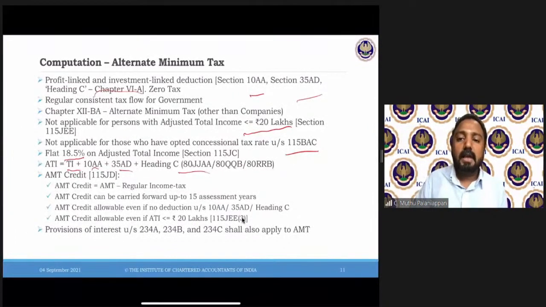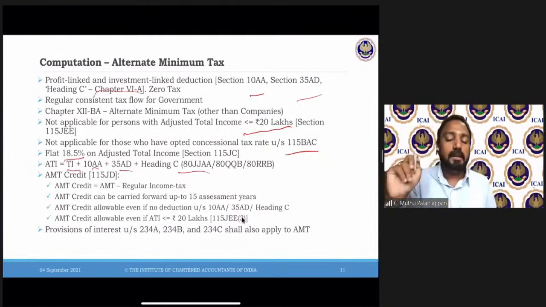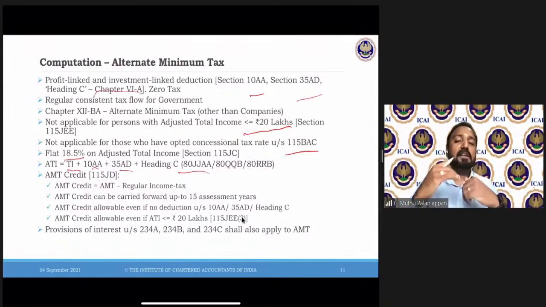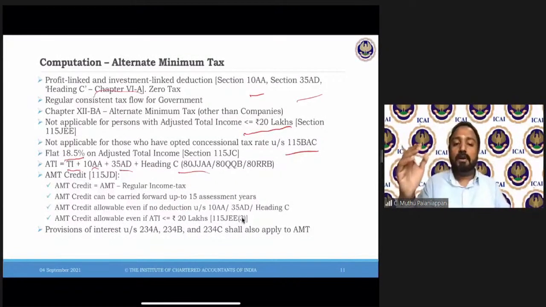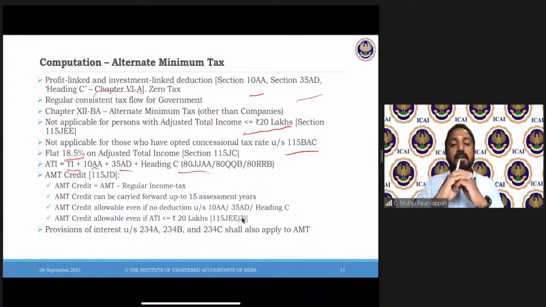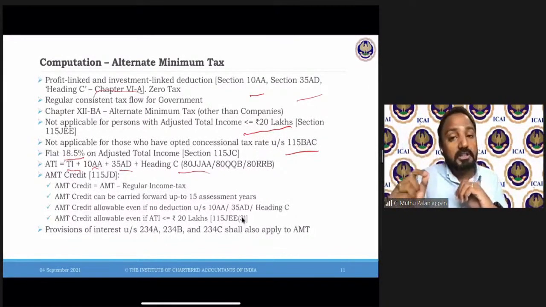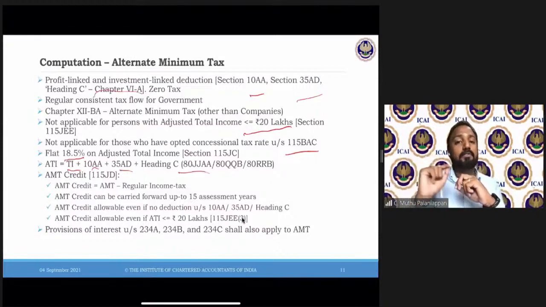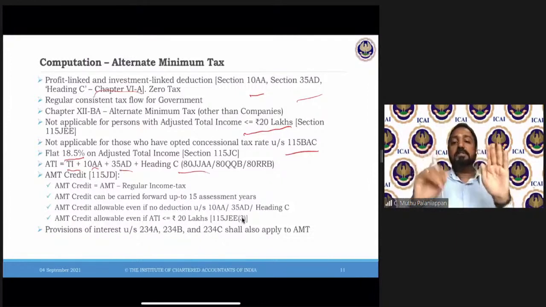So this alternate minimum tax, as we said, is applicable for persons who are claiming deductions under section 10AA, 35AD or any other heading C deductions. So basically, I pay lower tax or zero tax. In this case, to give regular consistent tax flow to government, whatever is my income before giving these deductions becomes my adjusted total income. On this adjusted total income, I calculate 18.5% flat rate. There's no slab rate. If this tax is higher than my regular tax, then I'll have to pay this alternate minimum tax.